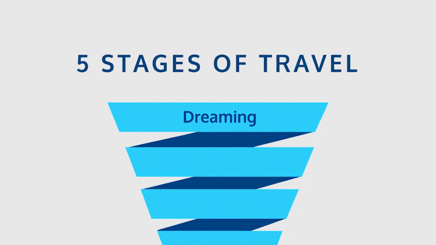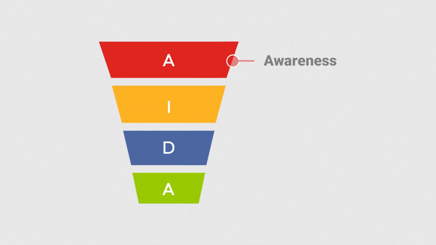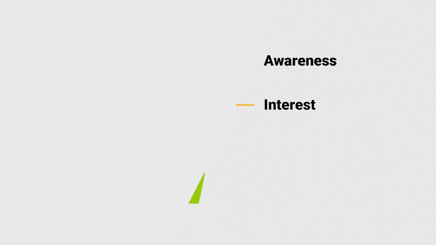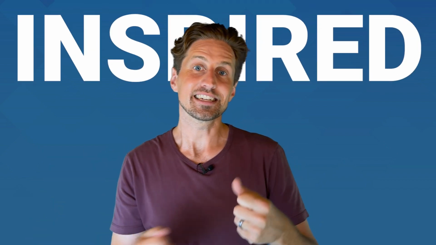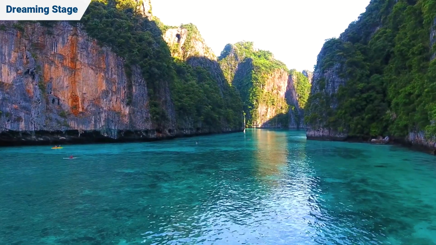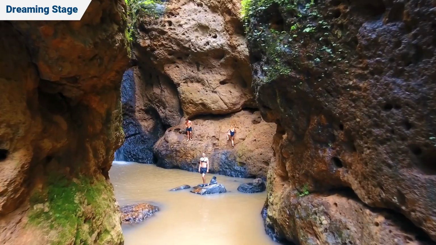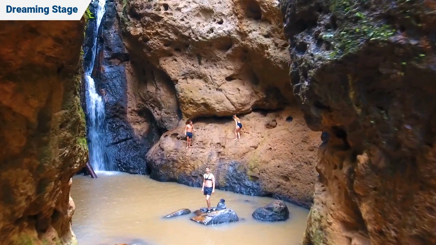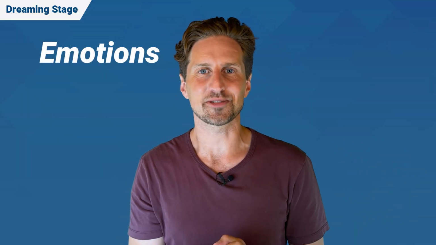The first is the dreaming stage, and this is equivalent to the awareness or interest in a marketing funnel. At this stage, travelers are just beginning to be inspired to take a trip in the first place. They might be seeing stunning photos or videos on the internet, on Instagram or on YouTube, or maybe they're hearing stories from recent friends and family who have traveled to some incredible destination. At this stage, emotions drive a lot of the decision making.